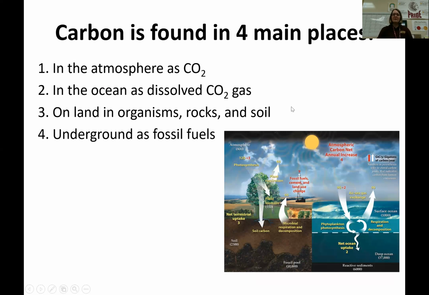So where is it found? Well, it's found in the atmosphere. Right now, CO2 is around us in the air. In the ocean there is dissolved CO2 gas. It's found on land in organisms, rocks, and soil. And then way underground are fossil fuels. A lot of these places, especially the ocean and way underground, are referred to as carbon sinks. You can see in this picture, down here, fossil fuel and radioactive sediments, all places where that carbon settles and then eventually becomes fossil fuels.